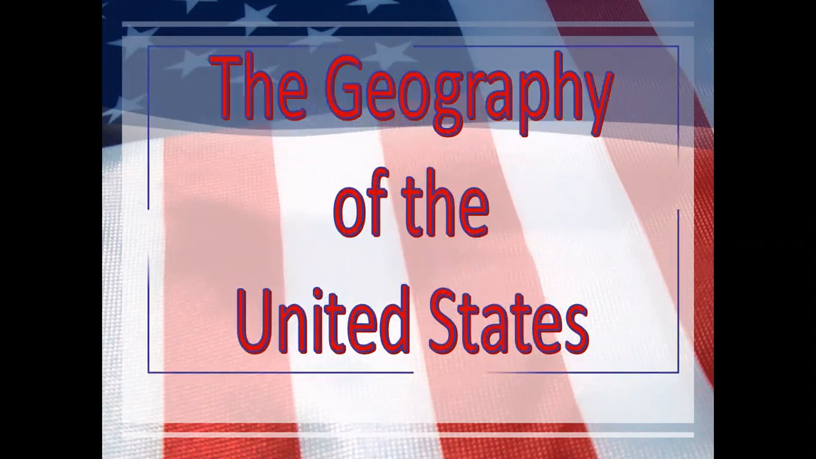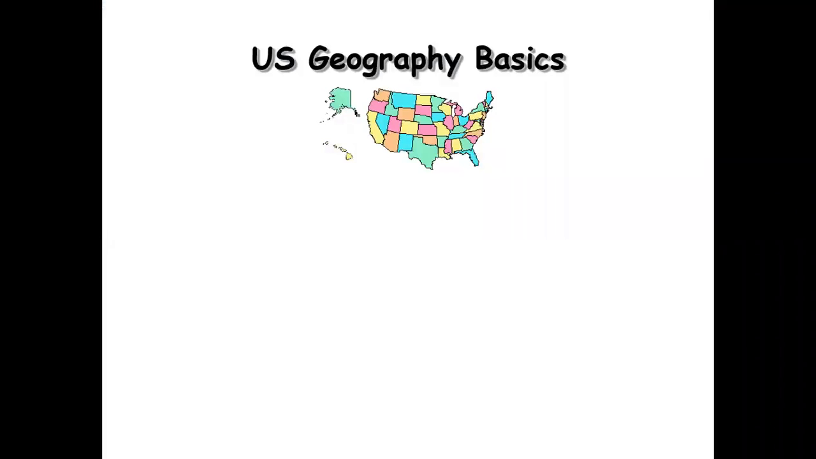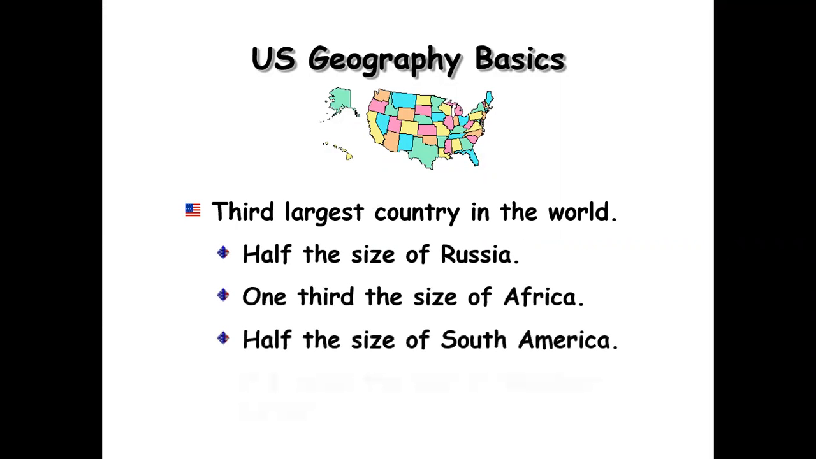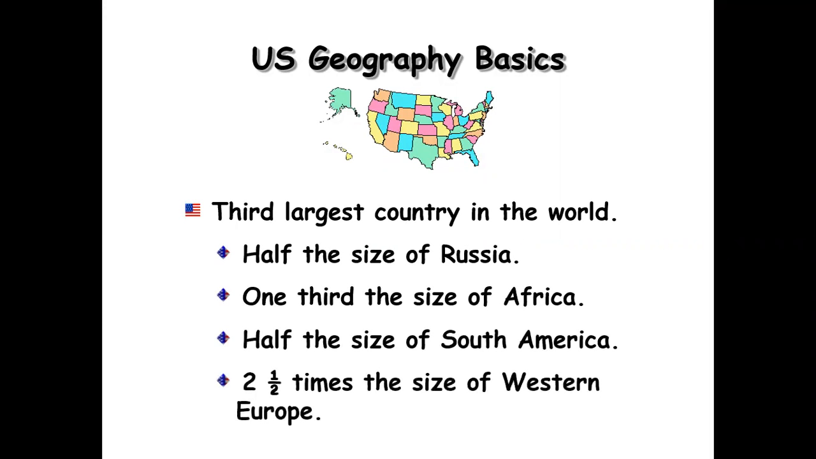All right, the geography of the United States. So, some basics. It's a pretty big country, right? The US. It is the third largest country in the world, but we are half the size of Russia, we're a third the size of Africa, we're half the size of South America, and we're 2.5 times the size of Western Europe. We're a pretty decent sized country when you compare us to others, all right?